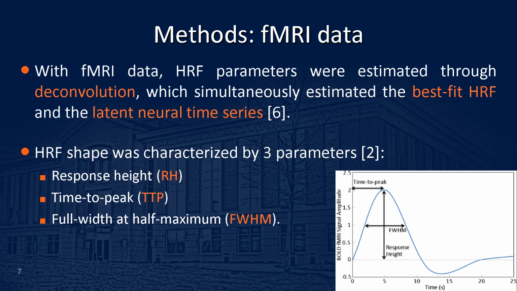With actual experimental fMRI data, HRF parameters were estimated through blind deconvolution. Obviously, here we just have the BOLD measured time series. We don't know what the HRF is for that specific voxel. We also don't know what the latent time series is. So this blind deconvolution technique was proposed by Wu et al. from Daniel Marinazzo's group, and they're also co-authors on this paper. We used their method to extract the HRF shape from resting state data, and the HRF shape was characterized by three different parameters: response height, time to peak, and full width at half max.